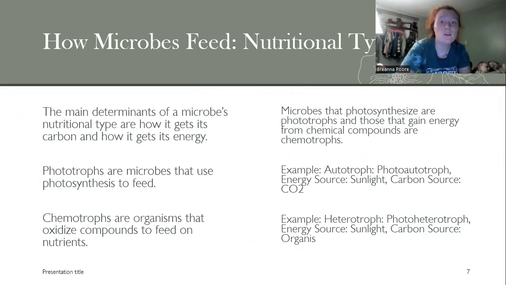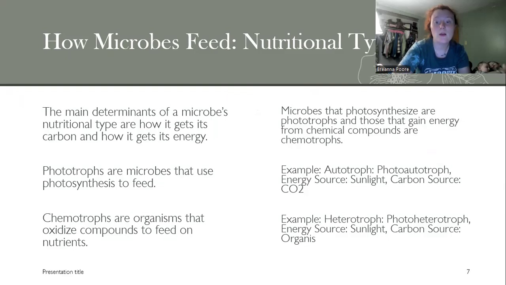How microbes feed, nutritional types. The main determinants of a microbe's nutritional type are how it gets its carbon and how it gets its energy. Phototrophs are microbes that use photosynthesis to feed. Chemotrophs are organisms that oxidize compounds to feed on nutrients. Microbes that photosynthesize are phototrophs, and those that gain energy from chemical compounds are chemotrophs.